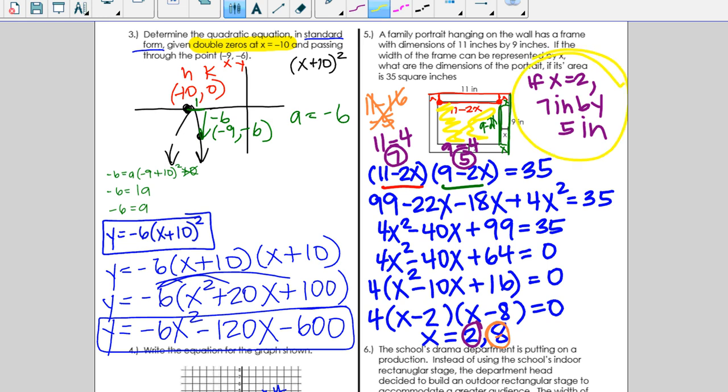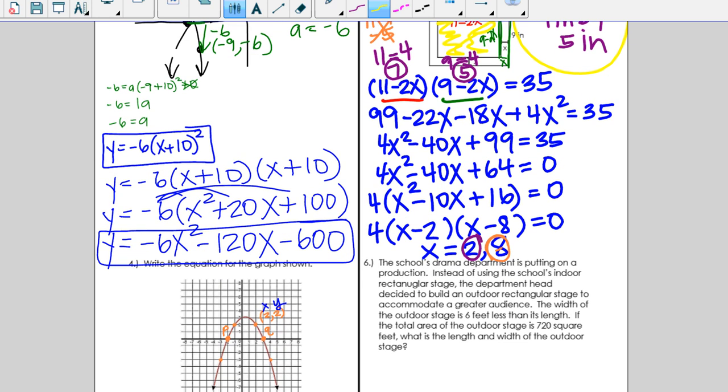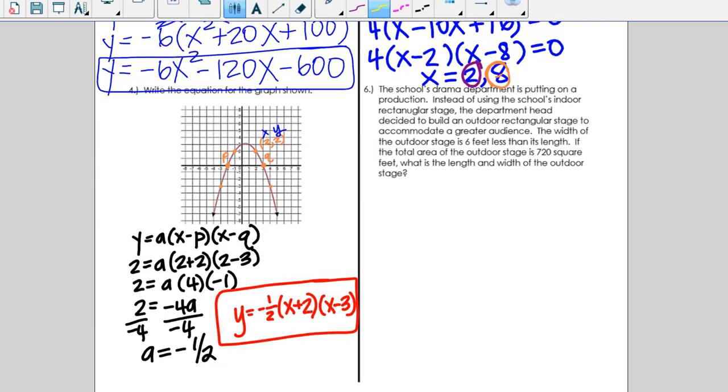Okay. All right. Last but not least, we have number 6. Number 6 says the school's drama department is putting on a production. Instead of using the school's indoor rectangular, oh, that's spelled wrong, sorry guys, rectangular stage, the department had decided to build an outdoor rectangular stage to accommodate a greater audience. The width of the outdoor stage is 6 feet less than its length. If the total area of the outdoor stage is 720 feet, what is the length and width of the outdoor stage? All right, so we're dealing with a rectangle here.